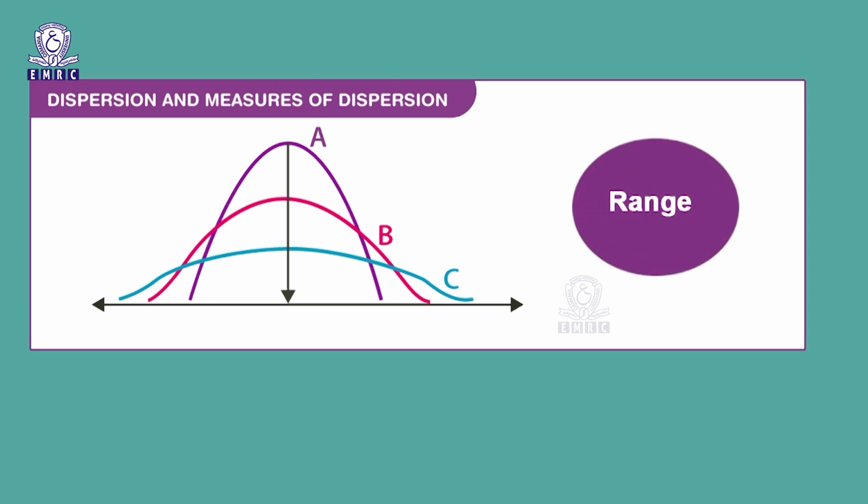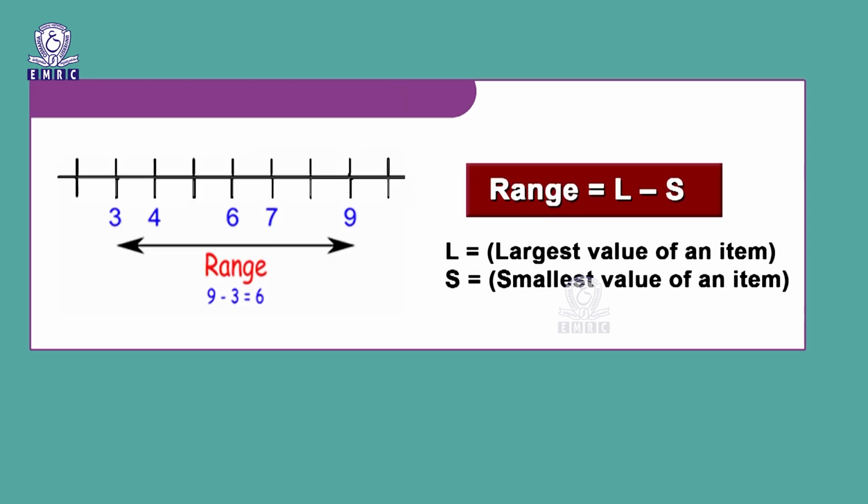First one, range. Range is the simplest possible measure of dispersion. It is defined as the difference between the extreme items of a series. It is represented as range is equal to L minus S, where L stands for the largest value of an item and S stands for the smallest value of an item.